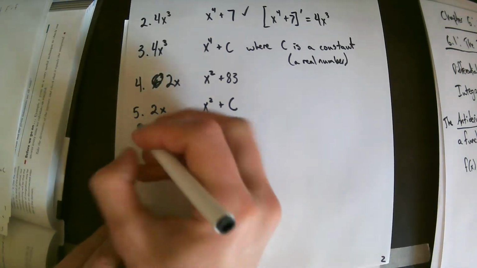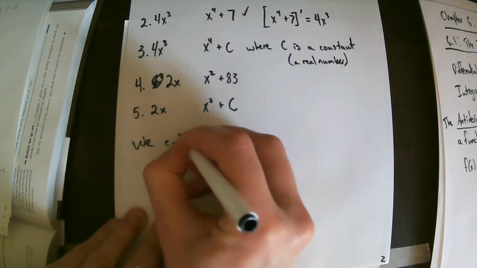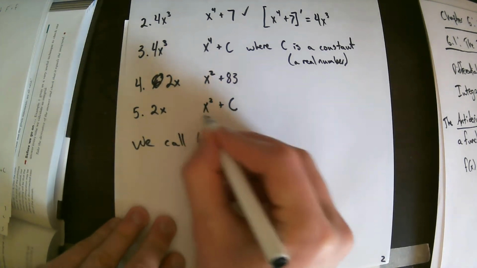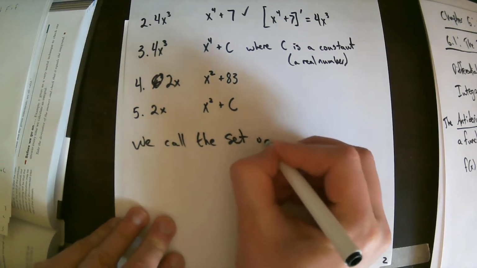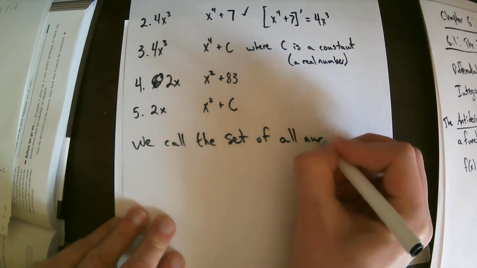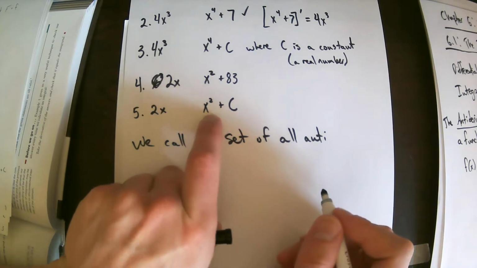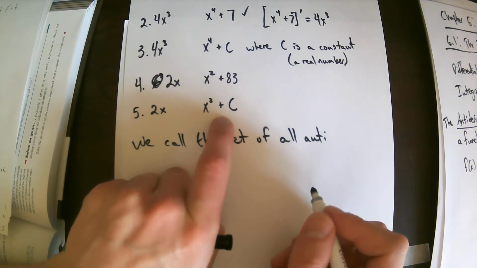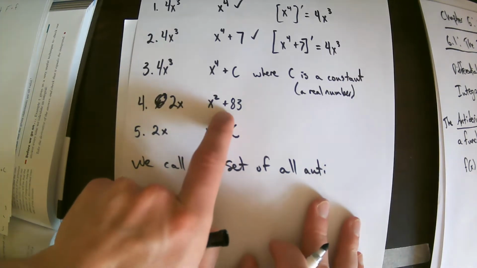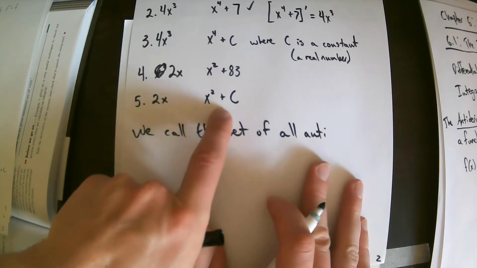So we call this set the set of all antiderivatives, because remember, this is not one antiderivative here. This is a set. This is infinitely many. This is a whole set of antiderivatives. This is one particular antiderivative. This is the entire set.